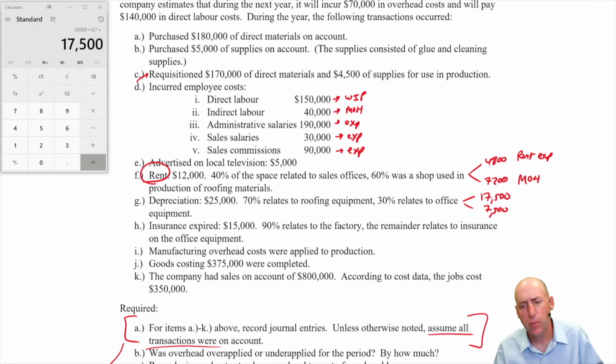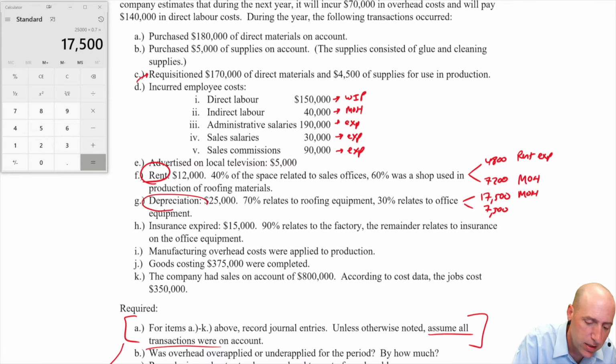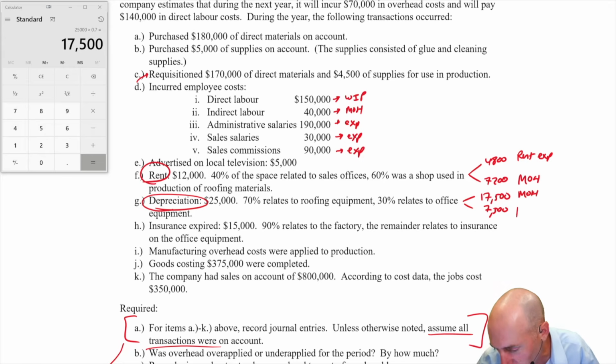The amount of depreciation on equipment that is used in roofing, that's a factory cost. That's us making our product. That's a product cost. So that is an overhead cost. The 30% that relates to the office, that's an administrative expense. That's like the photocopier. It doesn't make any shingles that we're selling here. So because that's a cost related to the office, we just record it to whatever the appropriate expense is. And in this case, the expense is called depreciation expense.